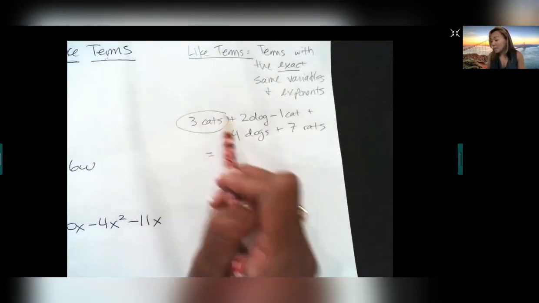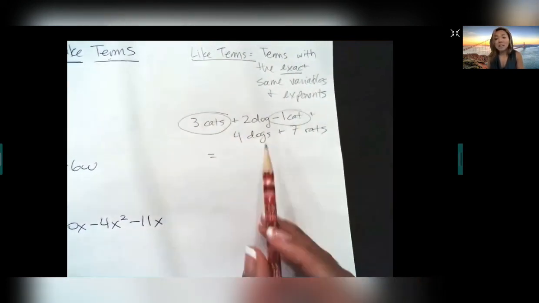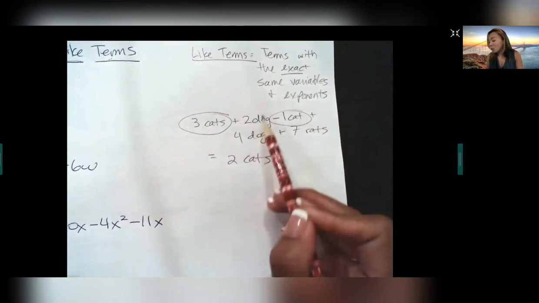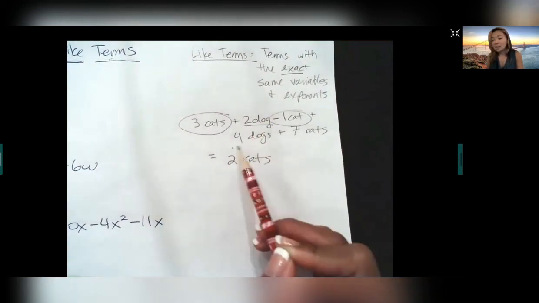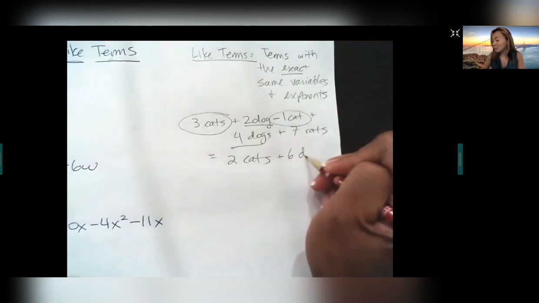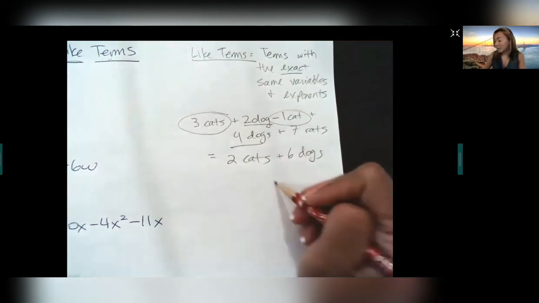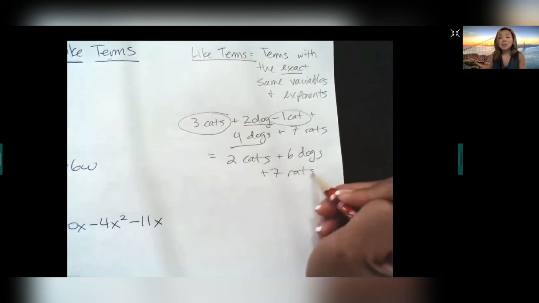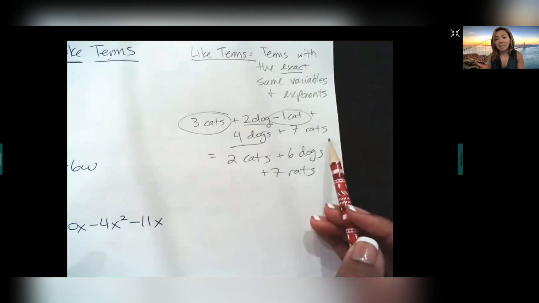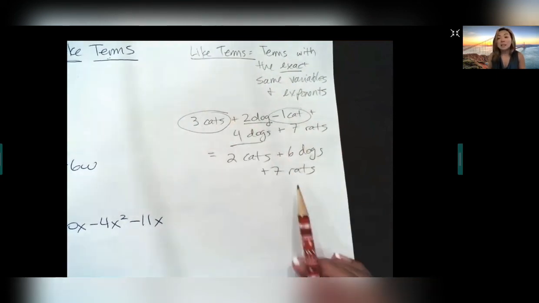So you have 3 cats minus 1 cat. 3 cats minus 1 cat, you get 2 cats, right? And then I see dogs. I have 2 dogs plus 4 dogs. 2 dogs plus 4 dogs gives me 6 dogs. And then I have 7 rats, right? So I leave that. So this is what I call simplifying my animal line, right? So you want to simplify by combining the like animals.